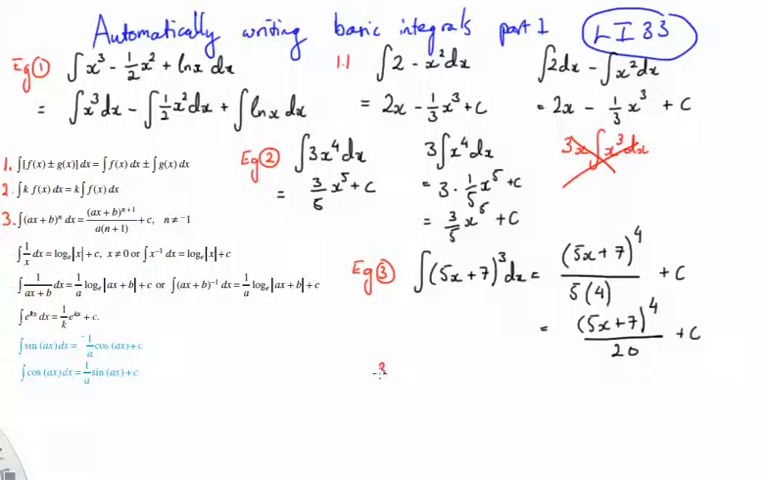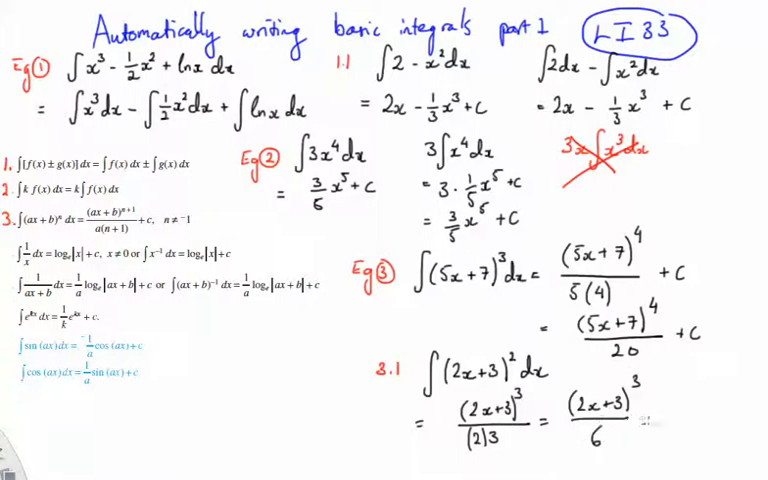We can do another one of those. Let's call this 3.1. Let's do the integral of 2x plus 3 squared dx. Alright, we could expand it out and do it the long way, but now we have this shortcut. So add 1 to the power, divide by the new power, but divide by the coefficient of x as well, is what this is saying. So that equals 2x plus 3 cubed on 6 plus c.